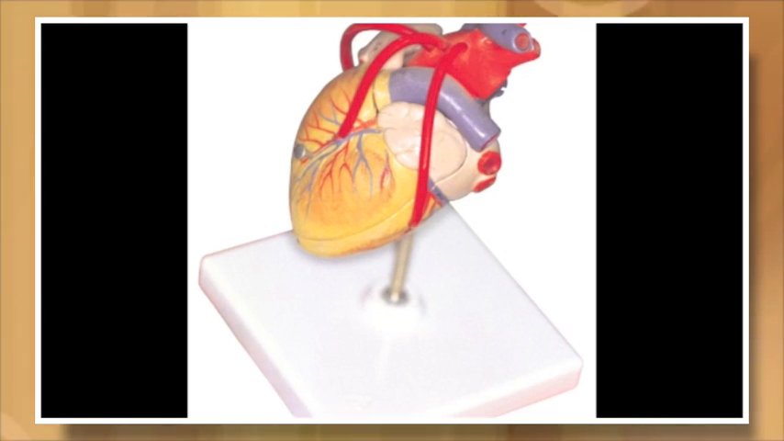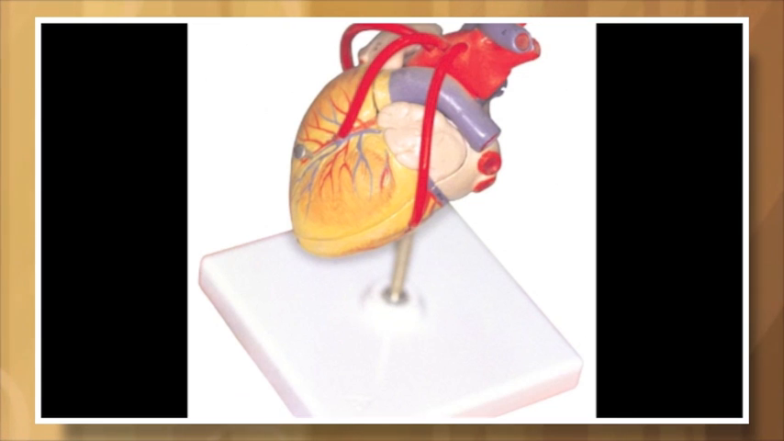Let's look at the chambers of the heart. We have a superior and inferior vena cava. We have a pulmonary artery. We have a right and left atrium, a right and left ventricle, a tricuspid valve, a mitral valve, and a pulmonary vein.